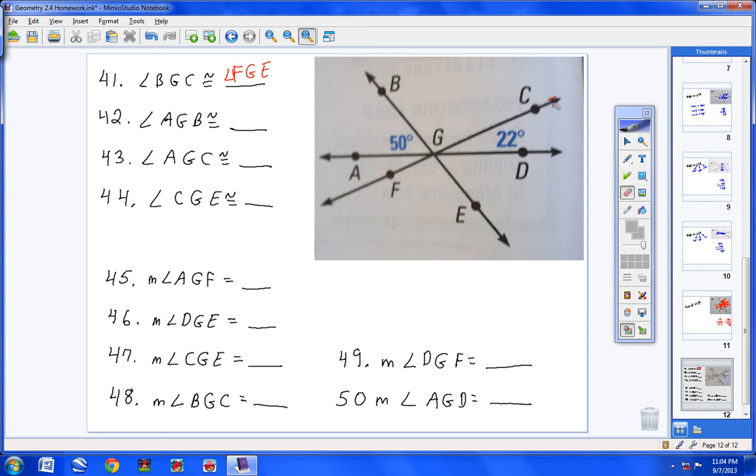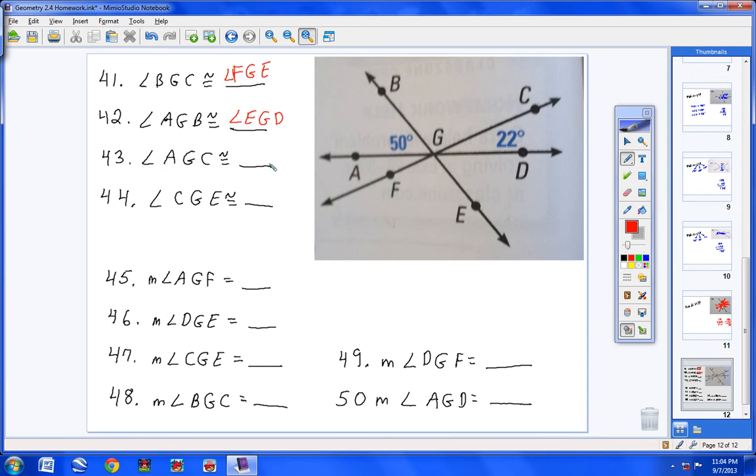All right. Now, let's take a look at number 42. Angle AGB is congruent to what? So here's A, here's G, and there's B. Okay, there's the angle. Let's extend the rays. See this ray? Let's extend it all the way to here. See this ray? Let's extend it all the way down to here. And there's our vertical angle right here. So it's angle DGE or EGD. It doesn't matter. So angle EGD. Very good. So we're doing pretty well on these so far.